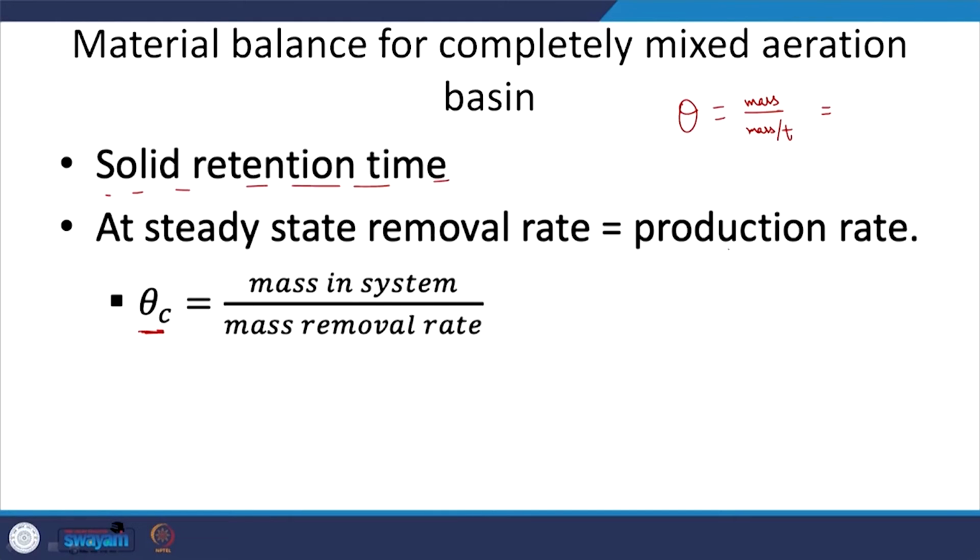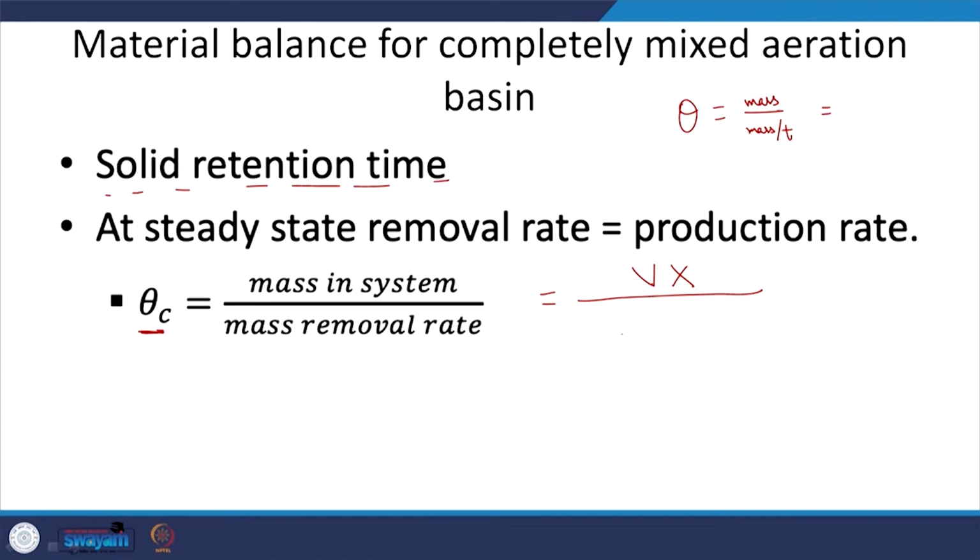At steady state removal rate equal to production rate, fine. So, theta c in general terms is mass of the solids or the microbes in the system by the rate at which the microbes are being removed. So, how can I put that in? What is the mass of the microbes in the system? I know that the volume of my system is V, this is V of the aeration tank, and let us say the concentration of the microbes is X, this is within the system, the entire system for which we defined the control volume earlier.